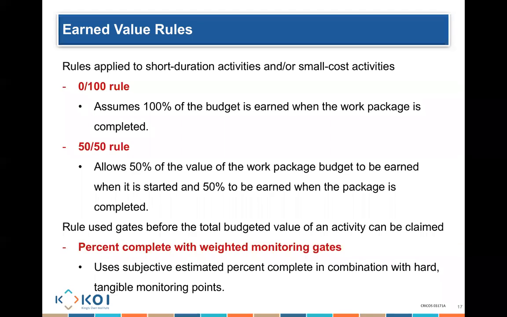The third method is what we call percentage complete with weighted monitoring grades. What it basically means is we use a subjective estimate of percentage complete in combination with a hard monitoring point. So we would say, let's say period 1, you would say, okay, I believe I finished 30% worth of work. So you make your estimation based on that subjective estimate of how much work you've completed.